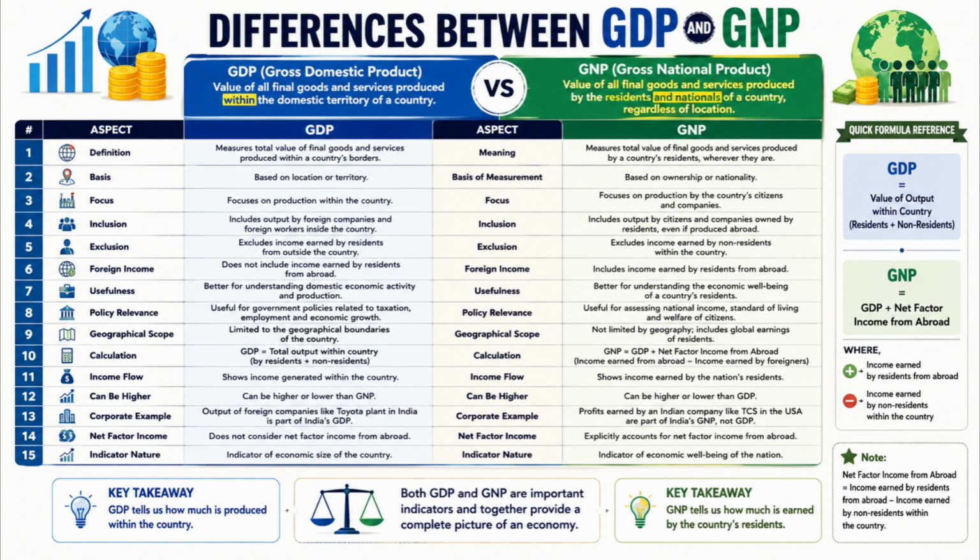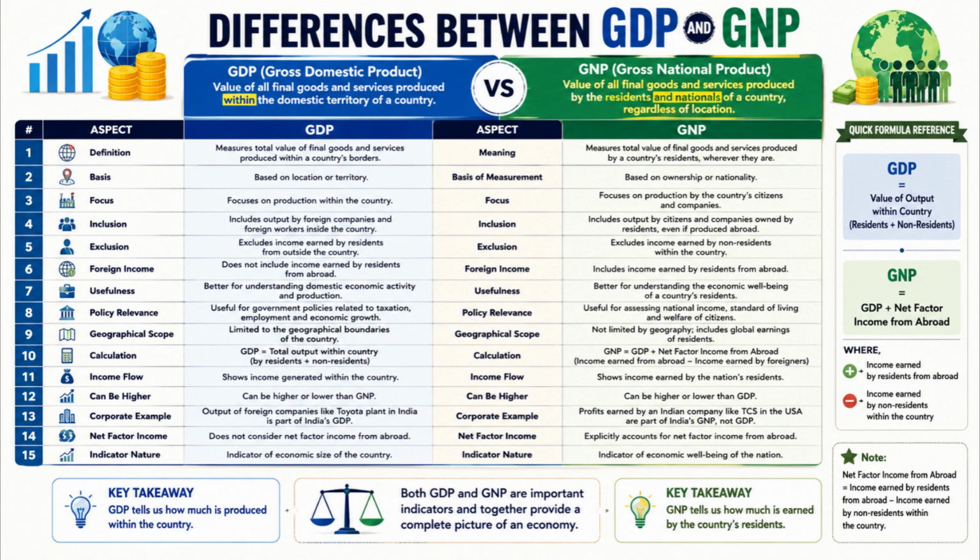Number 3. GDP focuses on economic production taking place inside the country, whereas GNP focuses on economic production generated by the country's residents and businesses worldwide. Number 4. GDP includes output produced by foreign companies and foreign workers operating within the country, whereas GNP includes output generated by citizens and resident-owned businesses, even when they operate abroad.